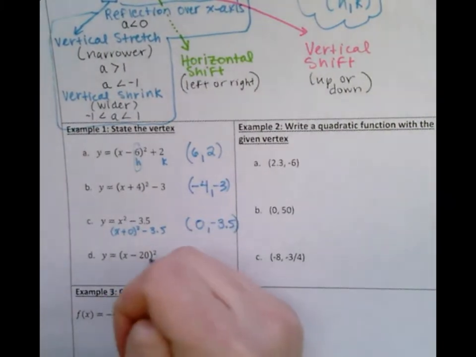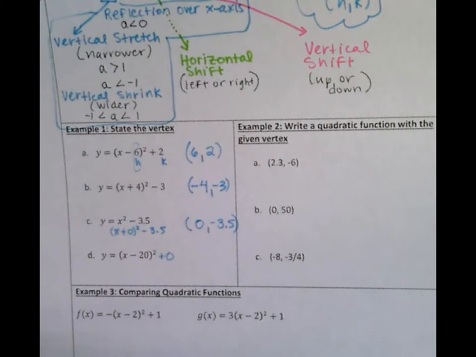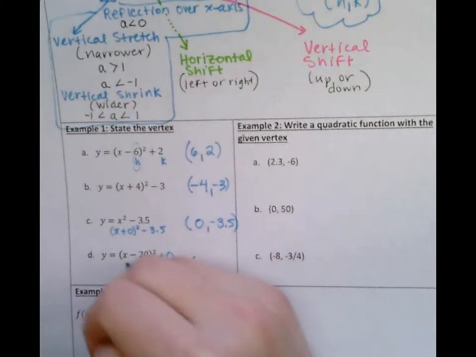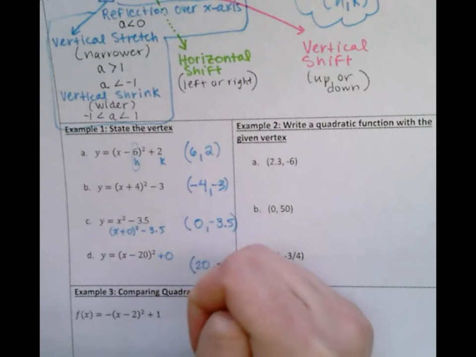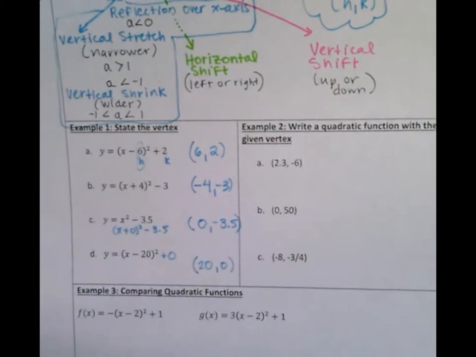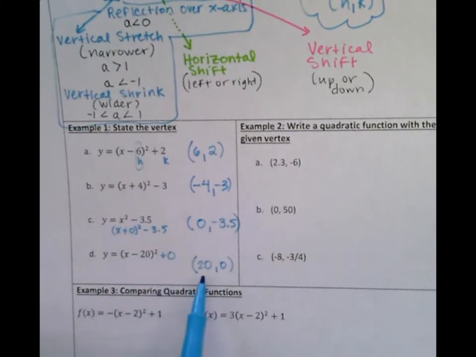And then for the last one, I don't see any plus k, so we can think about that as being a +0, which would mean our vertex here would be the opposite sign inside the parentheses, so we do +20 and then 0. So if you're given an equation, it's really not that hard to pull out the vertex if we have vertex form equations.